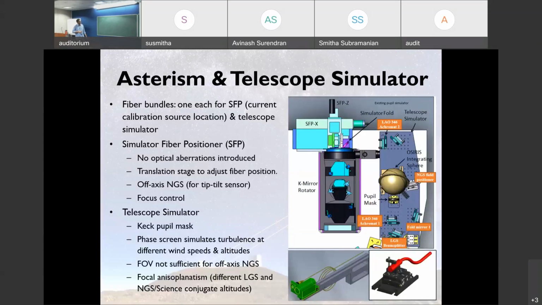So this is the more complex part of tomography, where in a telescope like Keck, night sky time is very expensive. So we want to make sure that we test the algorithms as much as possible during the daytime itself before going on sky.